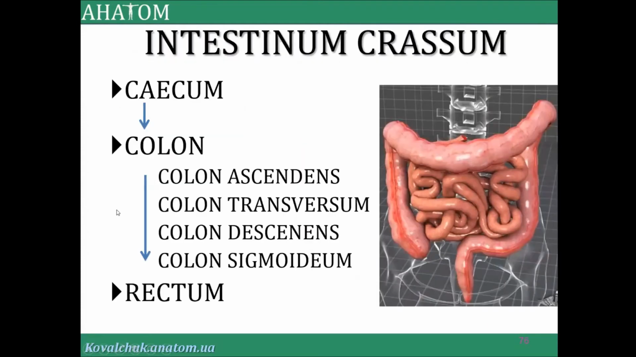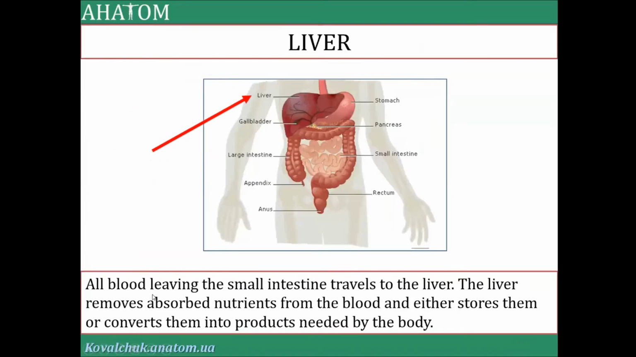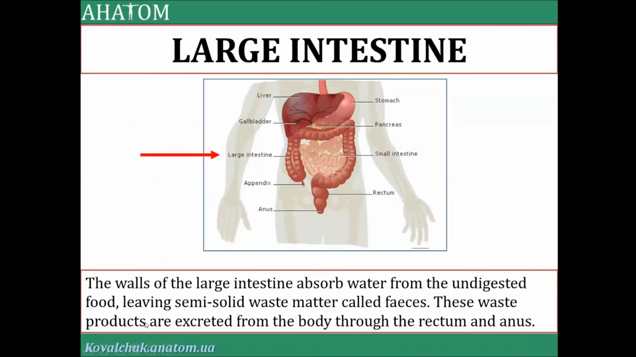Large intestine: cecum, colon, and rectum, 3 parts. Colon with 4 parts: the colon has ascending, transverse, descending, and sigmoid parts. And in the end, it's the rectum of the large intestine. The walls of the large intestine absorb water from the undigested food, leaving semi-solid waste matter called feces. And these waste products are extracted from the body through the rectum and anus.